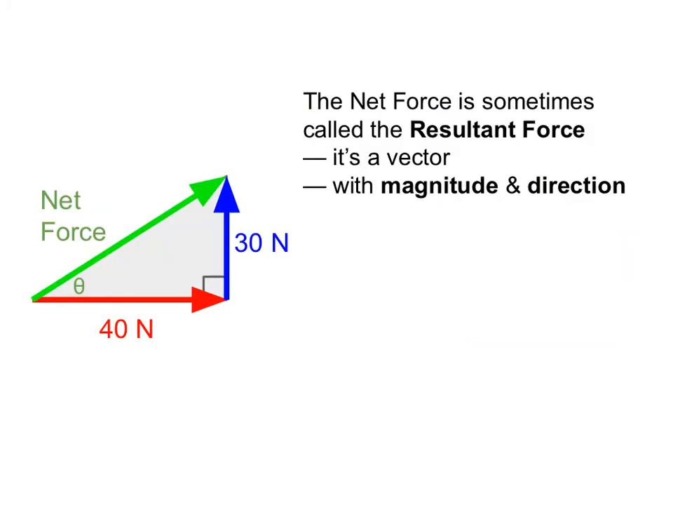Quick clarification, sometimes you'll hear me use the term net force, but sometimes I'll use resultant force. Those two terms are actually used interchangeably in this type of physics. They both refer to the overall amount of force that represents multiple forces together. They're both vectors, so they both have magnitudes and directions.